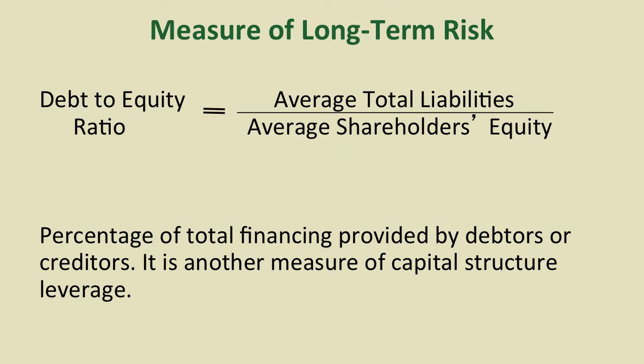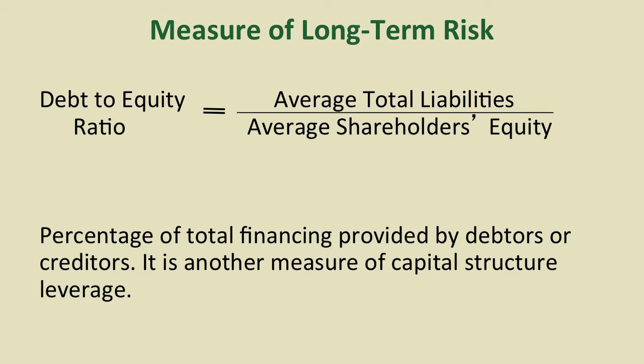Let's talk about long-term risk. Here, we're going to talk about three important ratios measuring long-term risk. First one, debt to equity ratio. It equals average total liabilities divided by average shareholders' equity. This ratio conveys two pieces of information to the outsiders.